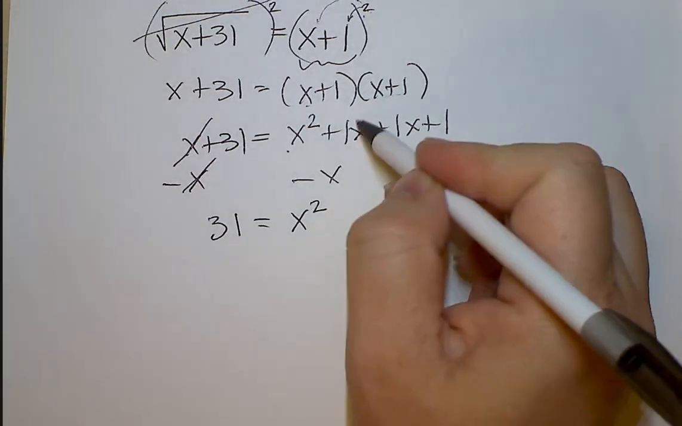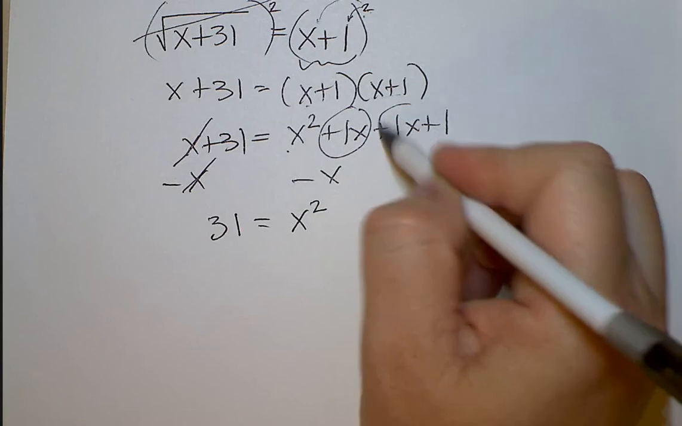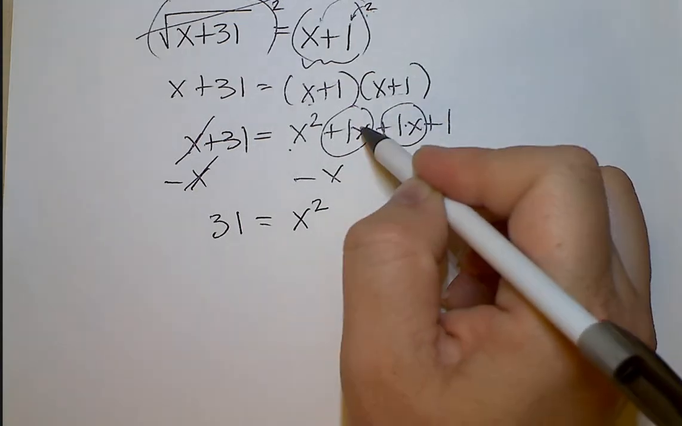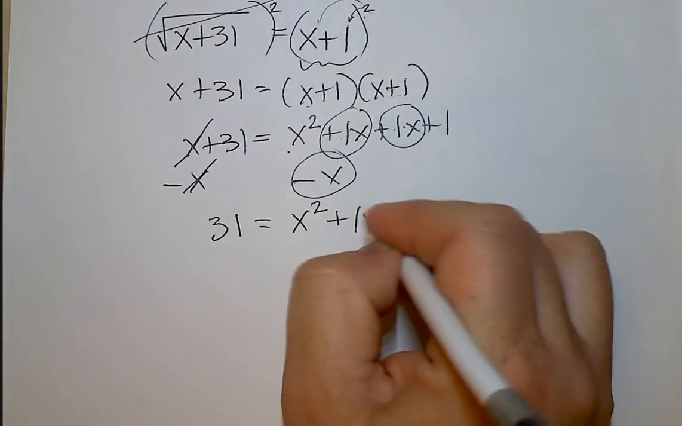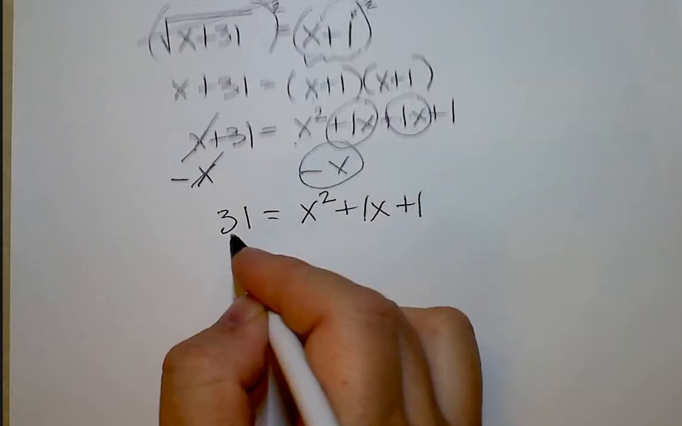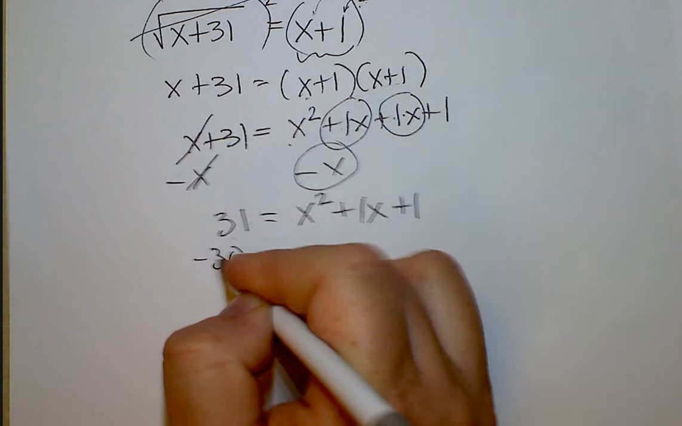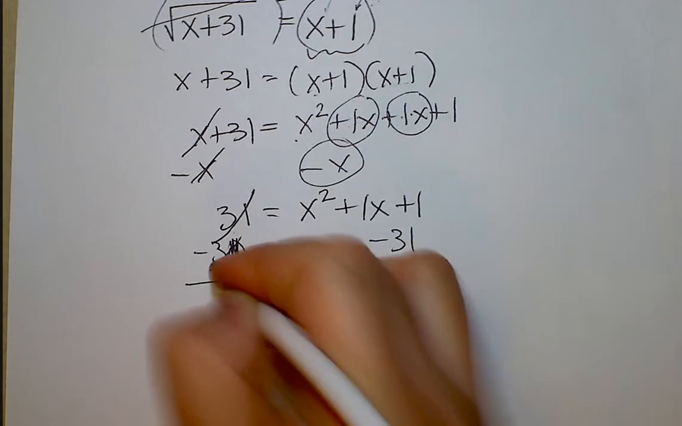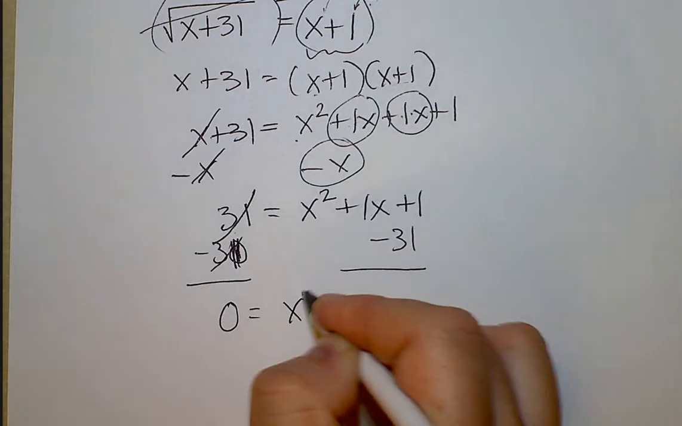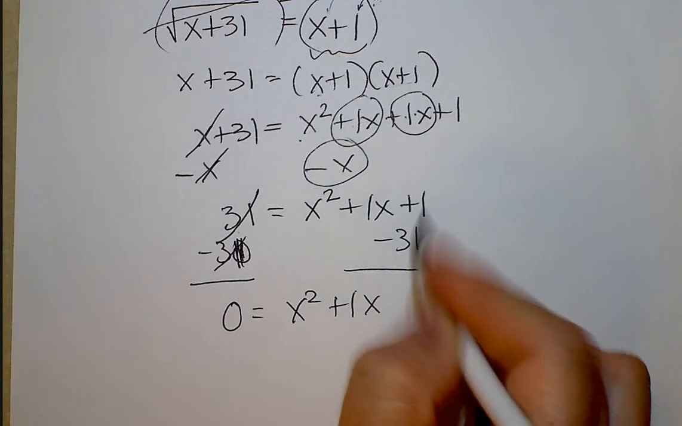So positive 1x and positive 1x is 2x. And 2x subtract 1x is 1x. Then I'm going to subtract 31. I have nothing left on the right. x squared plus 1x minus 30.